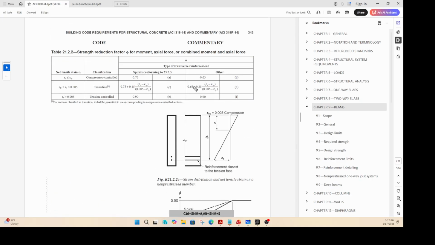There's an equation there. So this is the scenario wherein your strain is between 0.002 and 0.004 and 0.005. That is in the transition region. If you have spiral, transverse reinforcement, then you use that equation to interpolate. If you have others, not spiral reinforcement, then you use this equation to interpolate.